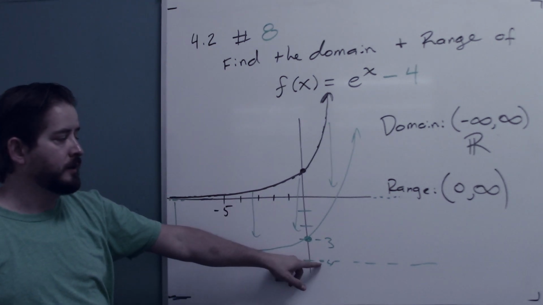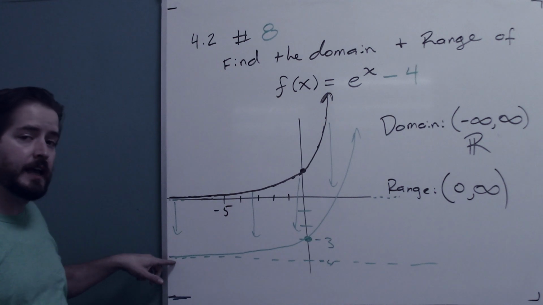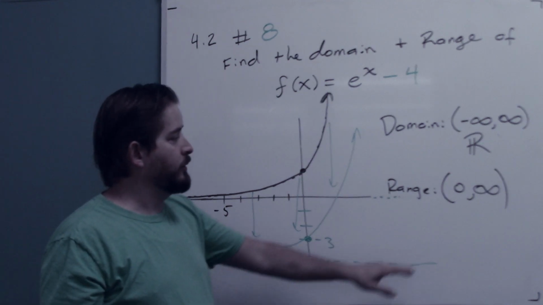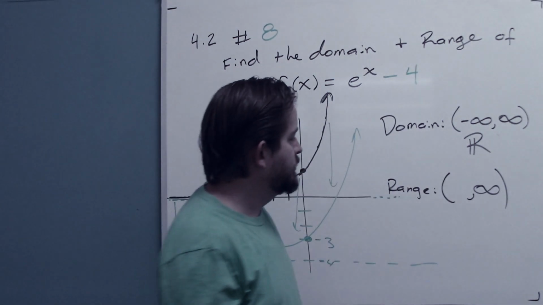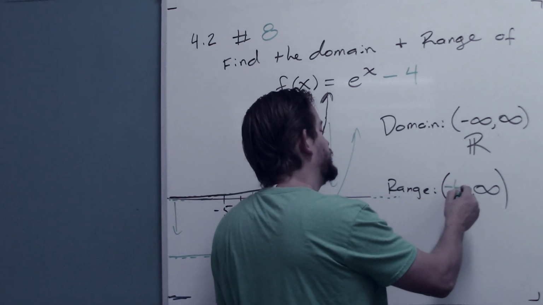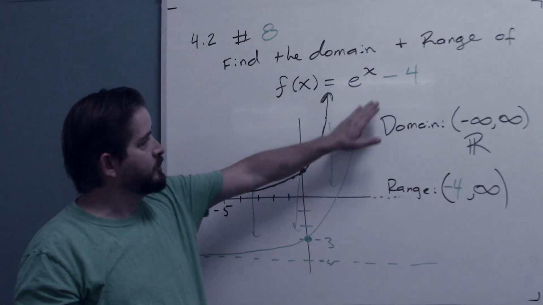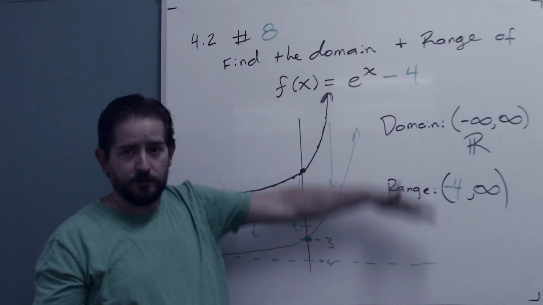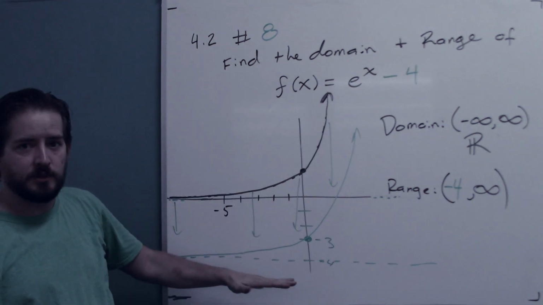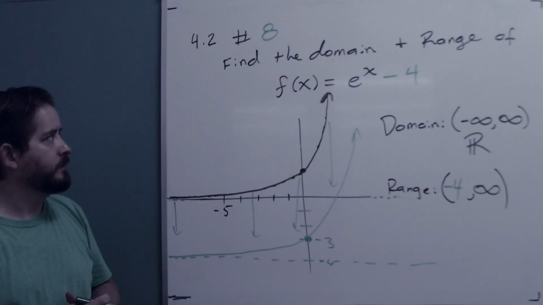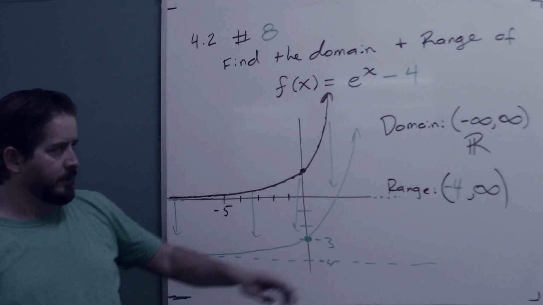to negative 4, not including negative 4 because I asymptotically approach it, and so my range now is not 0 to infinity, but it is now negative 4 to infinity, simply because I've shifted everything, including my asymptote, down by 4. And so that's our range, and again the domain is the same.